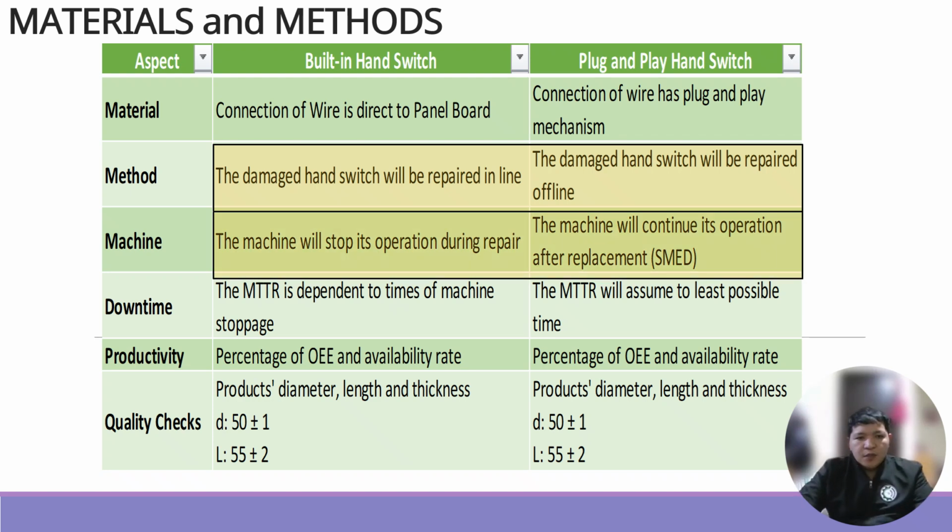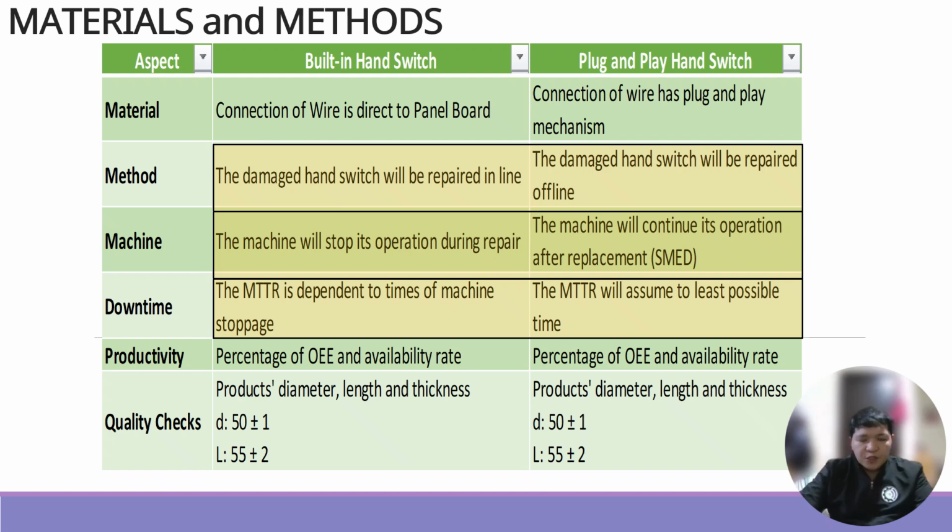Next is the machine. The machine will stop its operation during the repair for the built-in hand switch. Comparing with the plug and play, the machine will continue its operation after the replacement, or the application of the SMED, right? And lastly, for the downtime, the MTTR, or mean time to repair, is dependent on the times of machine stoppage, right? While the MTTR of the plug and play hand switch is assumed to be the least possible time because of the application of this approach, or what we call the SMED.